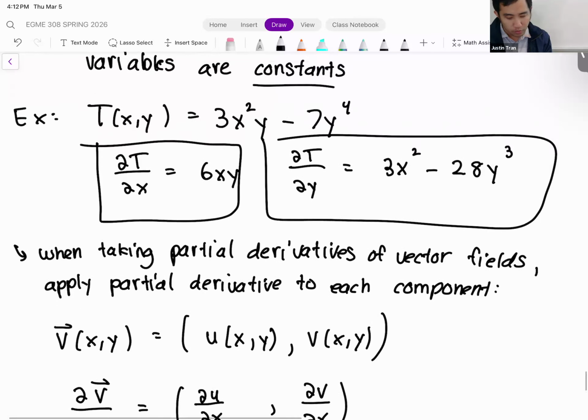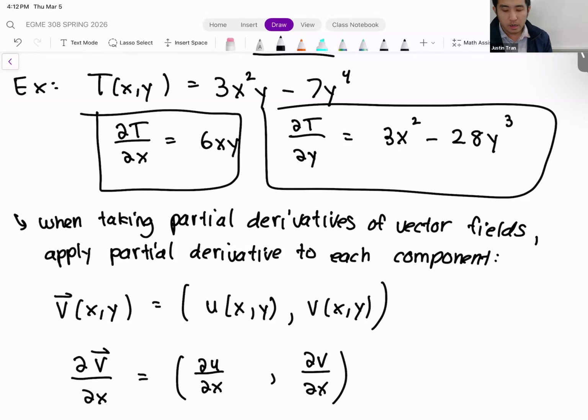So we're going to have partial u, partial x, and partial v, partial x. Okay, so that was just a crash course in how partial derivatives work. Any questions on this?